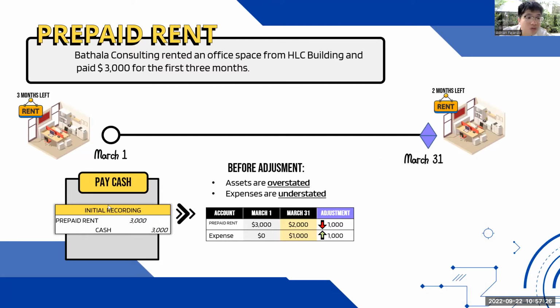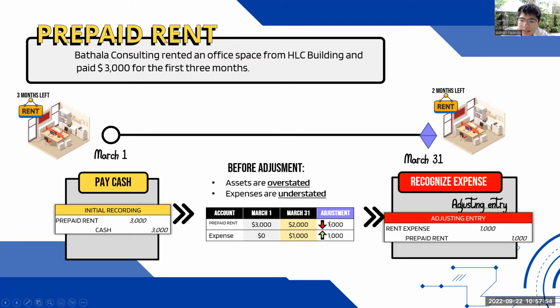And therefore, the true value or what should be the value in March 31 should be that your prepaid rent should be decreased by 1,000 at 2,000 and your expense will increase by 1,000 to recognize the 1 month rent that you already consumed, right? Yun. So therefore, our adjusting entry on March 31 would therefore be we decrease our prepaid rent by 1,000 and then we increase our expense by 1,000 and therefore the journal entry for this would be debit rent expense, credit prepaid rent.